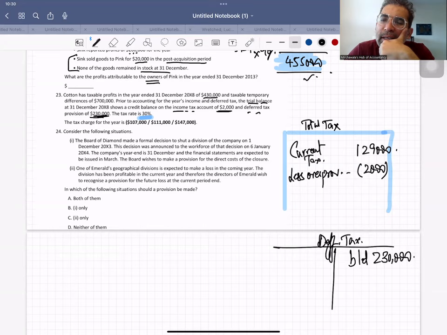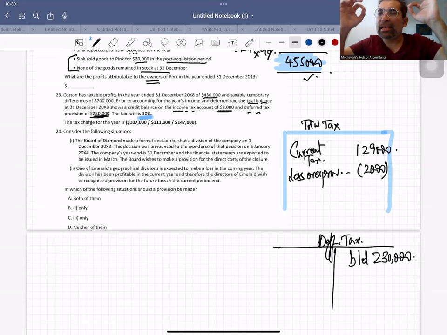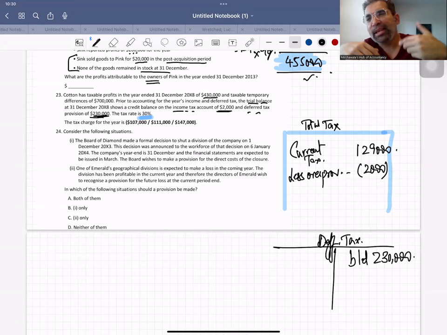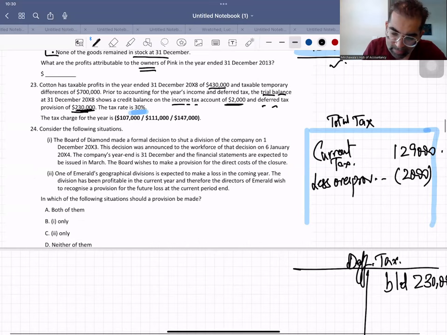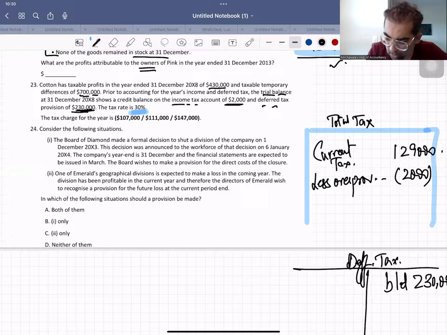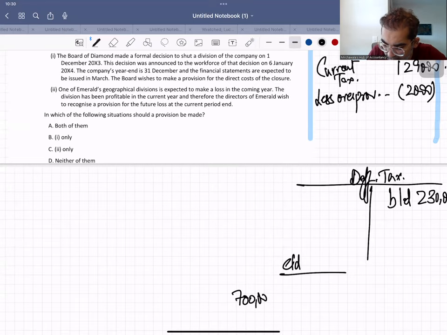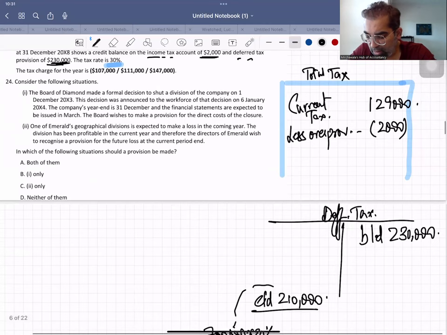Right? Now let's calculate the closing deferred tax liability. Listen to me. Sometimes the examiner gives you a ready-made closing deferred tax liability, and sometimes they give you taxable temporary differences. When taxable temporary differences are given, you just multiply by the tax rate. Look at here. Taxable temporary differences are given, it's 700,000. So how to calculate this closing? It will be 700,000 times 30%. This will be 210.